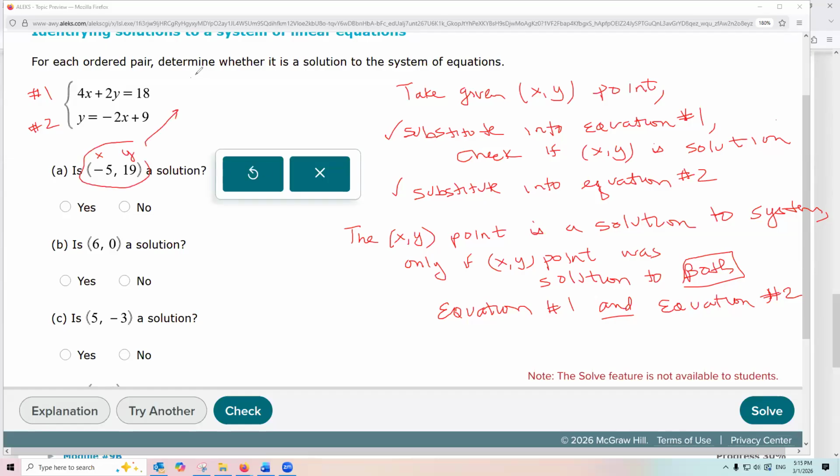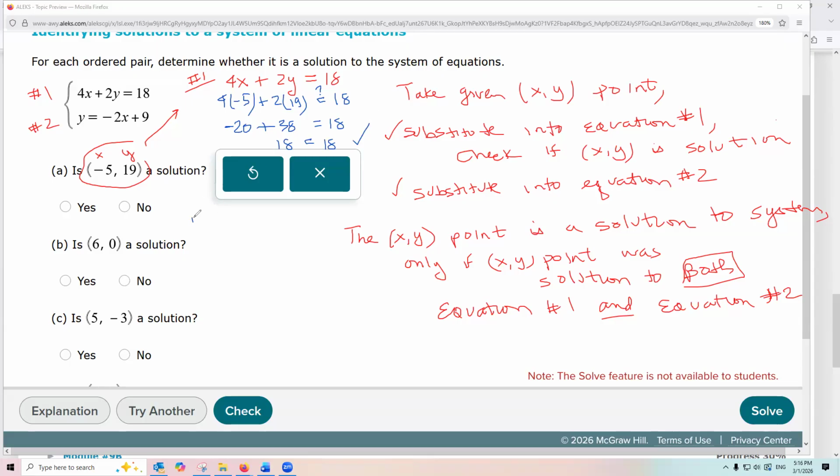Let's go to equation 1. Equation 1 is 4x plus 2y equals 18. Let me plug in the x and y values and see what happens. Our x value here is -5, so 4 times -5. Our y value is 19, so 2 times 19. Does that equal 18? We've got to check this out. 4 times -5 is -20. 2 times 19 is 38. Does that equal 18? Yes, it does. So yes, it's a solution to equation 1, but we can't stop.